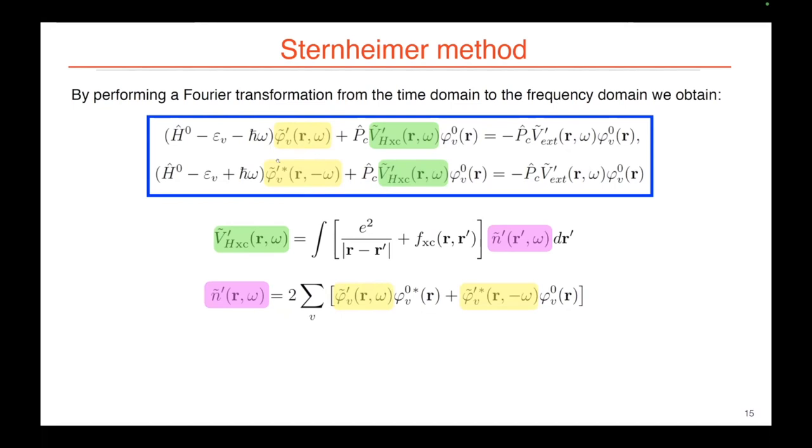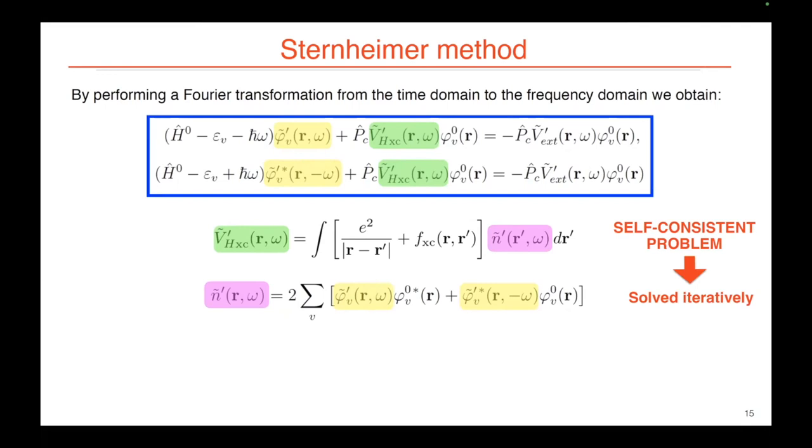But to solve this equation, we need to know these yellow objects, because we need to use phi prime and phi prime complex conjugated to obtain the density n prime in magenta, that is used to compute the potential in green. So you see, it's a closed loop. That's why we need to solve this equation self-consistently, iteratively.